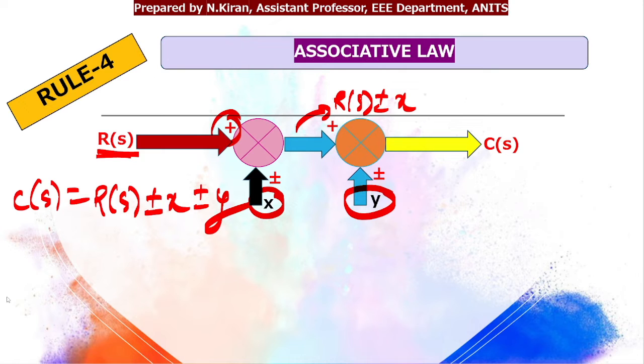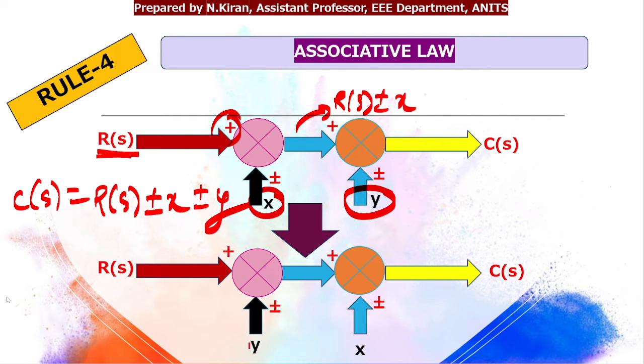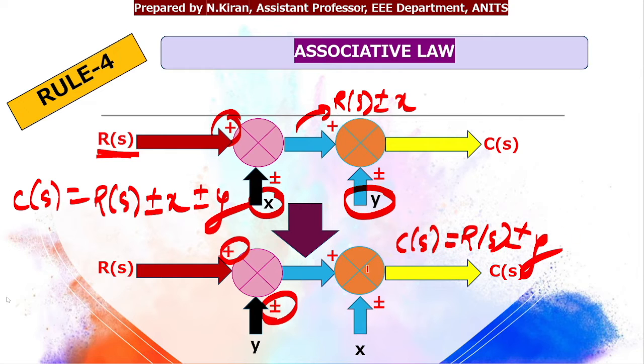So according to associative law, when I have two summing points adjacent to each other, I can interchange both the summing points. Okay, so here I have interchanged both the summing points. Here also, if I need to write the expression of C of S, you can write R of S. So R of S is getting added by plus or minus Y, and then again it is getting added by plus or minus X. So in both the cases the expression is same.